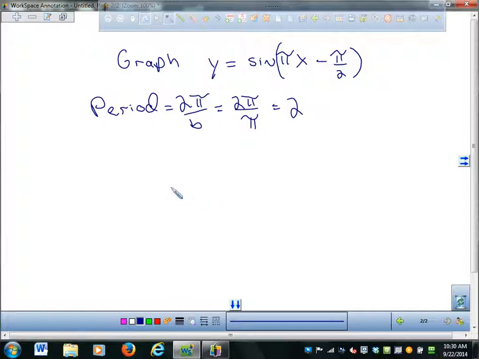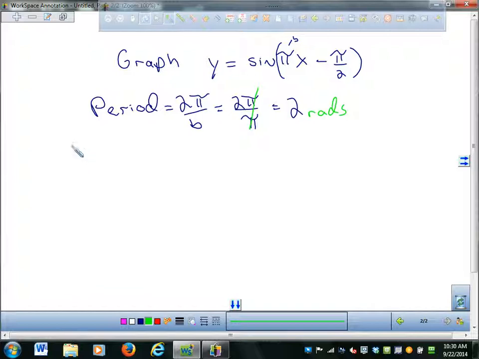You're okay with that? How'd you get pi? Oh wait, never mind. Wouldn't it be 2 pi on the bottom? No, you just divide, this is b, right? This is b in the formula. So I just divide 2 pi by pi, those cancel out, and I'm left with 2. That's radians, okay? When you label your axis, you just label it 1, 2, 3, 4, 5, 6. You don't have to worry about pi's or degrees or anything like that on your x-axis.